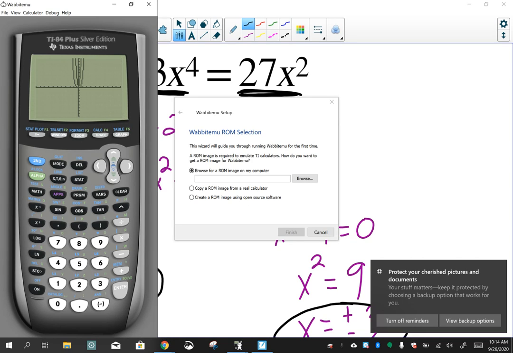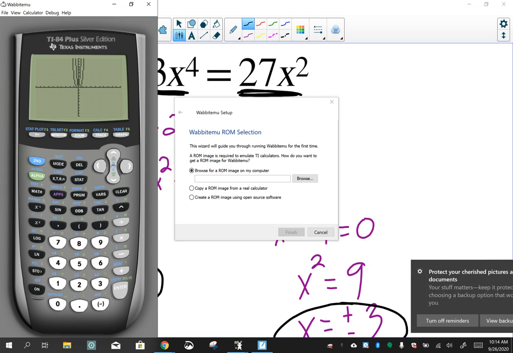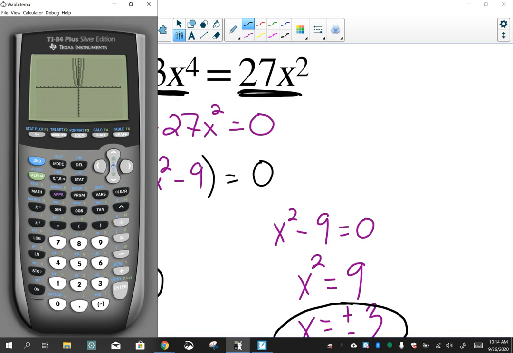And did that not show up? Oops. Cancel. And so they should. Oh, first off, I didn't set them equal to 0. Hold on. Let me back that up. Let's try that again. My bad. So come over here and say 3x to the 4th minus 27x squared.